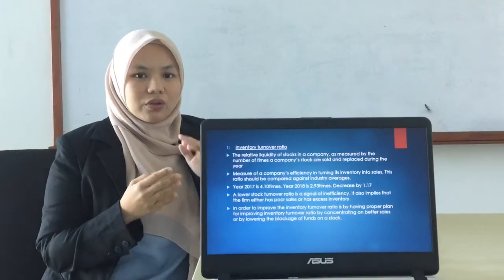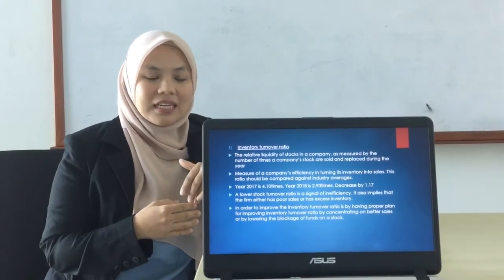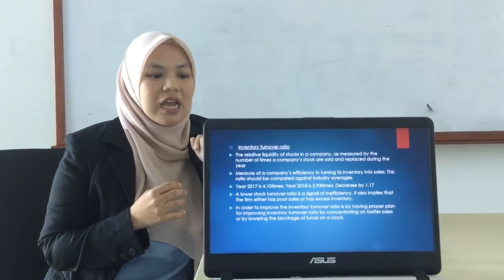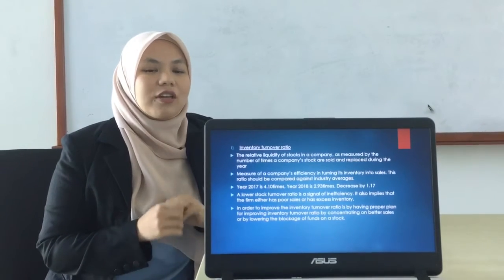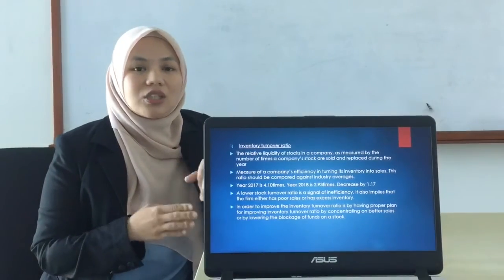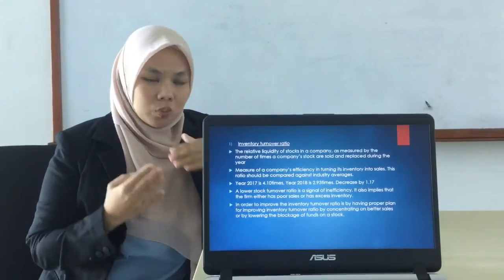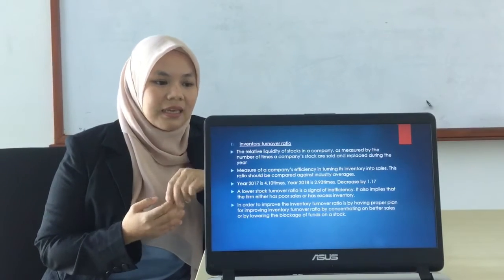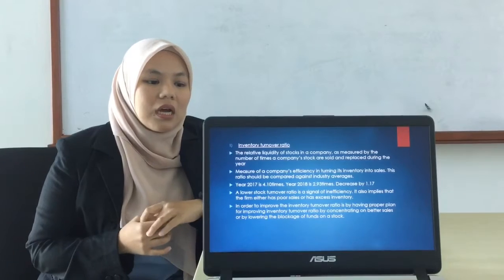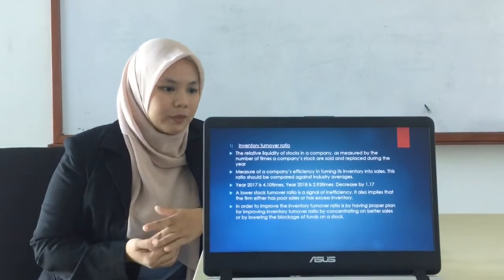Inventory turnover ratio is also a measure of a company's efficiency in turning its inventory into sales. This ratio should be compared against the industry average. For Pharmaniaga, their inventory turnover ratio for the year 2017 is 4.10 times. Meanwhile, for 2018, it is 2.93 times. From this, we can see a decrease of 1.17 times.